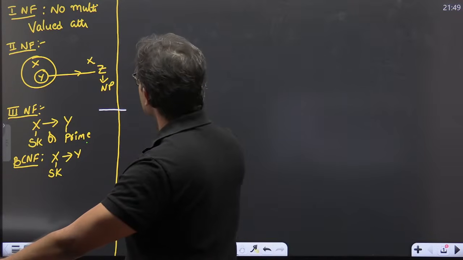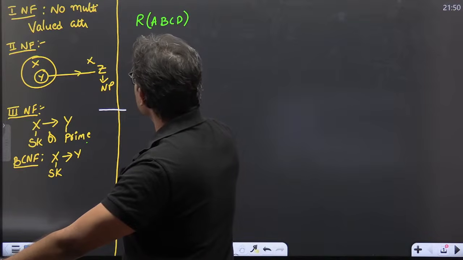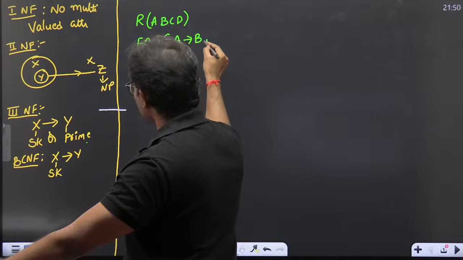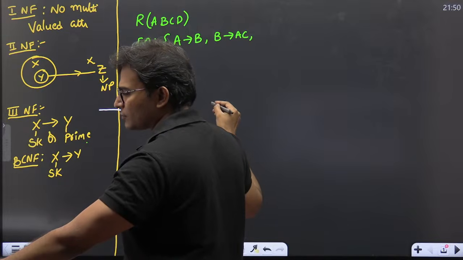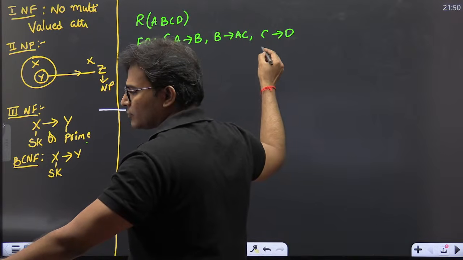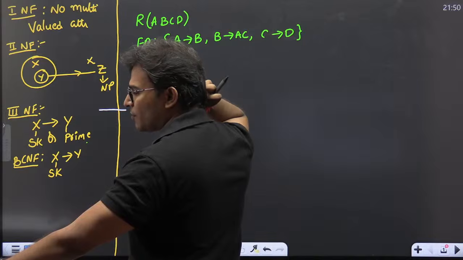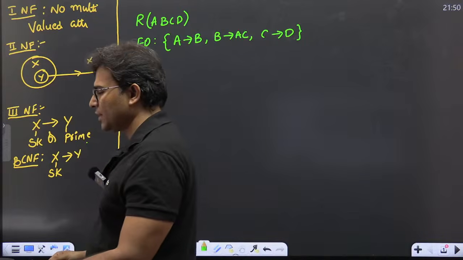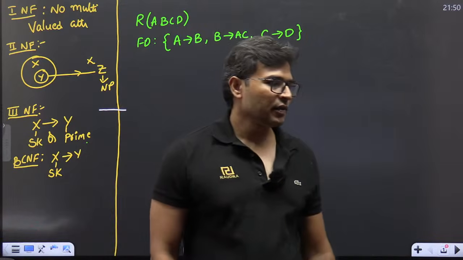So the next question is, relation R has attributes A, B, C, D, and the functional dependency set is: A determines B, B determines AC, and C determines D. Now tell me what is the highest normal form that the table is in.